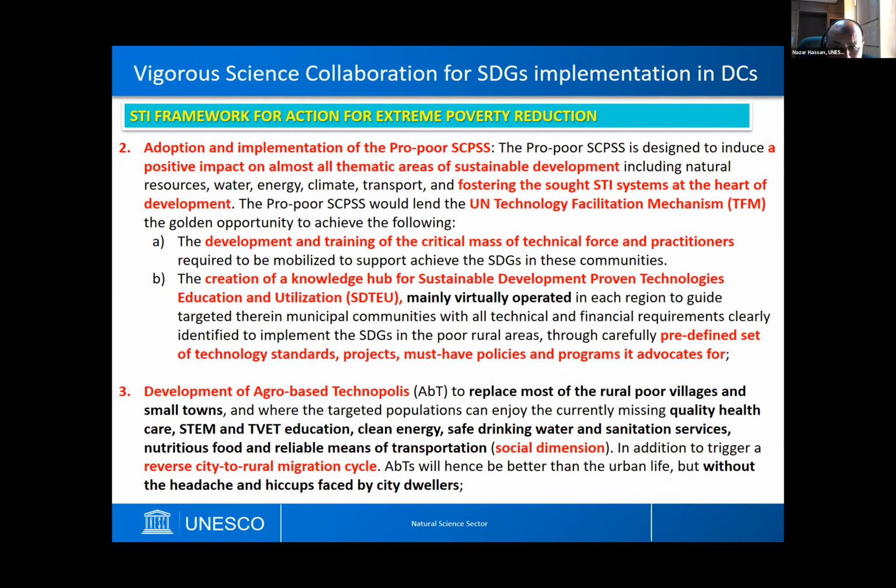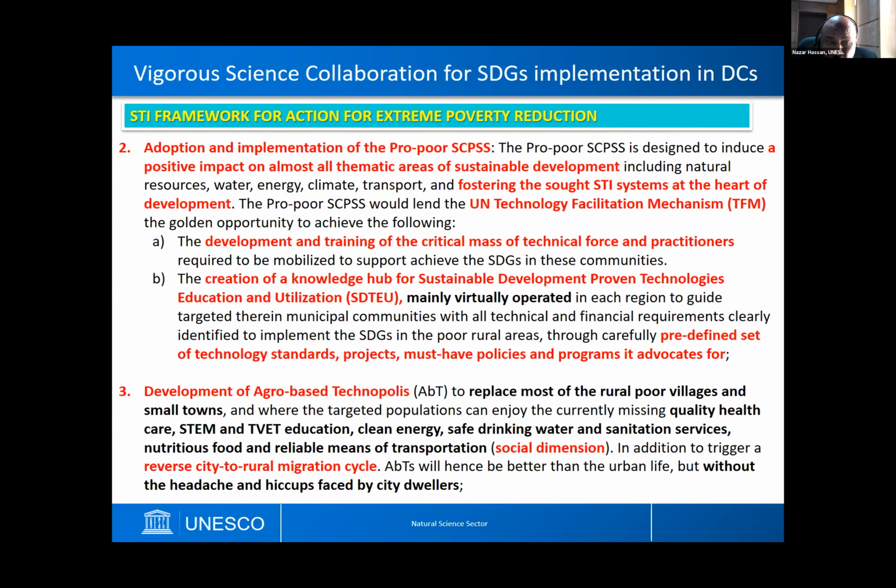Now, the adoption of this proper sustainable consumption systems standard should induce a positive impact on almost all thematic areas of sustainable development, and that would also foster the STI systems. We know that STI is at the heart of the UN SDGs agenda. So it would also lend the UN so-called Technology Facilitation Mechanism the golden opportunity to achieve its objectives, which are basically the development and training of the critical mass of technical force and practitioners required to be mobilized to support achieving the SDGs in these communities, and of course the creation of a knowledge hub for sustainable development, proven technologies, education, and utilization.